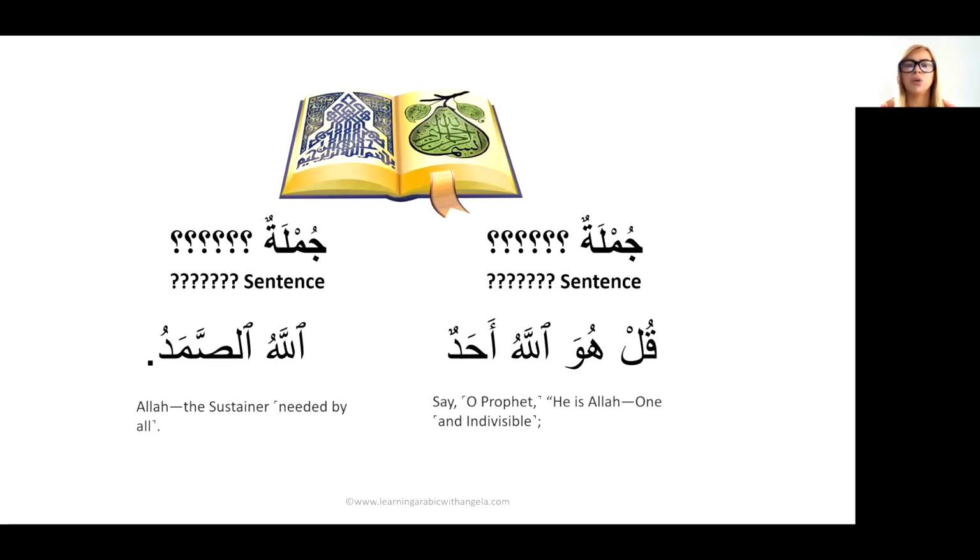Okay, challenge for you. And again, take your time, pause the screen, and then we're going to check the answers together. So let me know what kind of sentence is this one and this one. So from the Holy Book of the Quran, قُلْ هُوَ اللَّهُ أَحَدٌ. And the next sentence, Allahu Samad. What kind of sentences are these? And why? Think why.